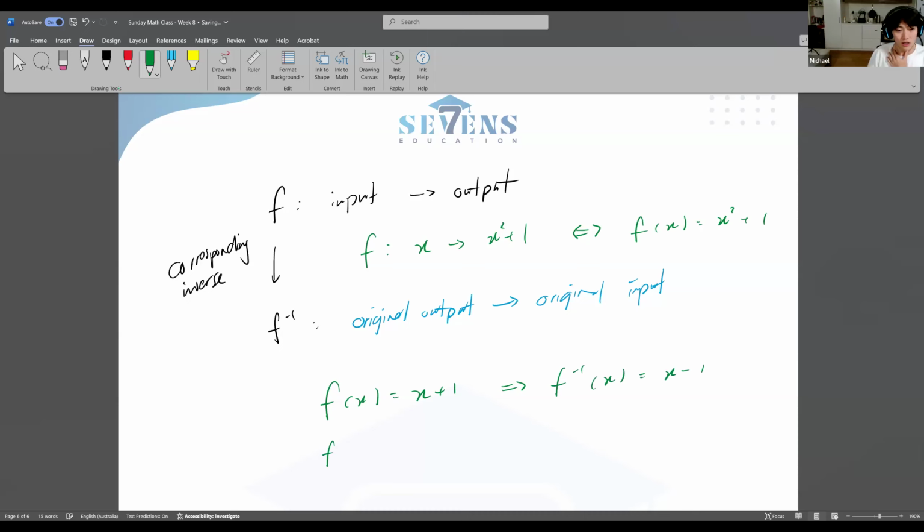Ryan, if we have f of x equals 2x, what is your inverse function? Negative 2x. Or I mean x over 2. Yes, x times 2, so the inverse is x divided by 2. So x over 2. Okay.